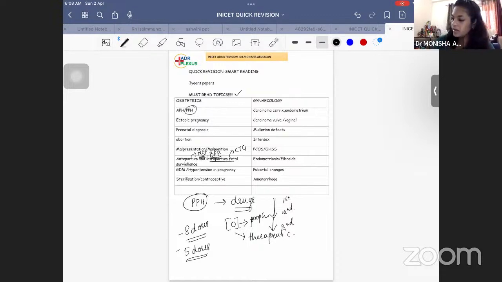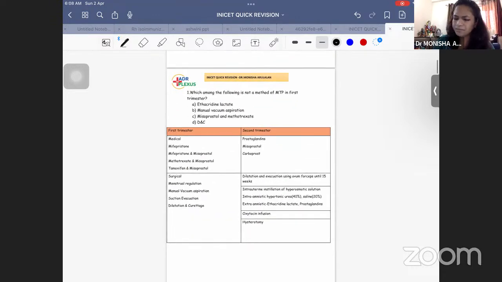Now I'll be explaining certain topics, and how you should read them. This is not entirely for revising. You can't revise the whole of obstetrics in 1 hour, right? So we will be discussing some of the questions, how they are framing them, and how you should read for your revision.